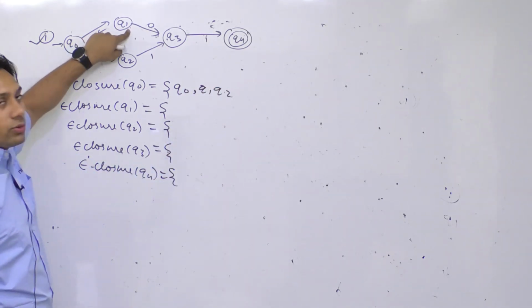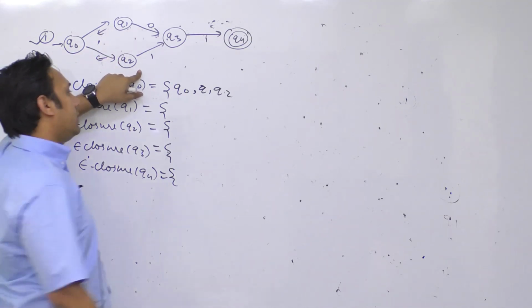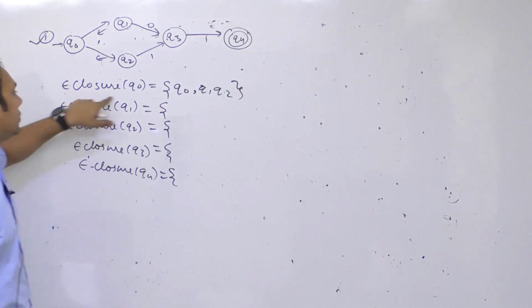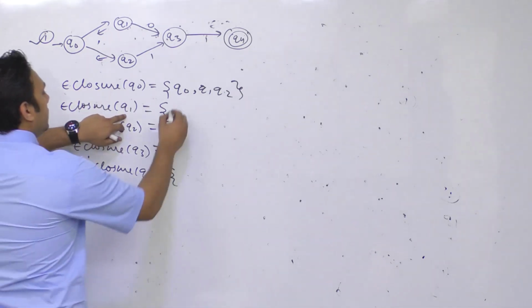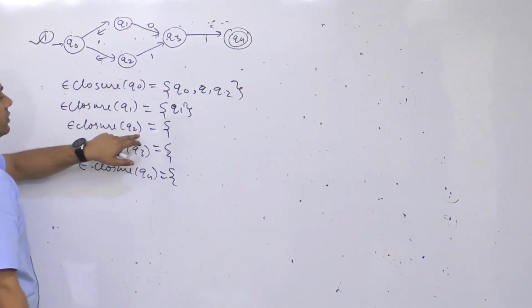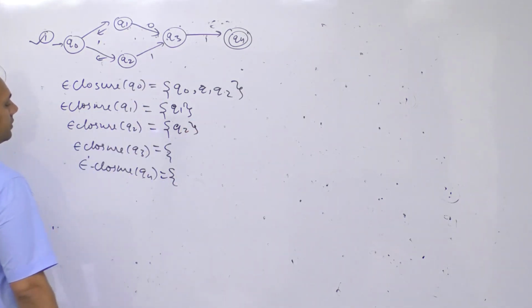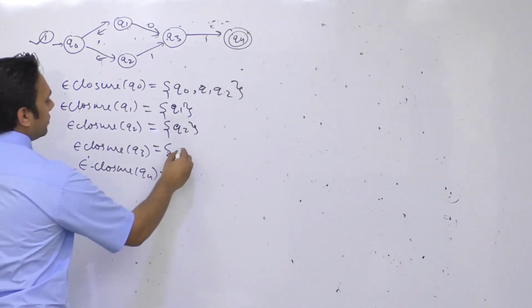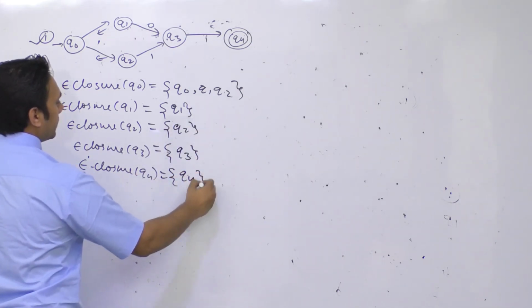Okay. By looking at the epsilon symbol at Q1 you are not going anywhere. By looking at the epsilon symbol at Q2 you are not going anywhere. So the epsilon closure of Q0 is going to be Q0, Q1 and Q2. Then the epsilon closure of Q1 is going to be Q1 only, because there are no epsilon transitions here. For the epsilon closure of Q2 it is Q2 only. For the epsilon closure of Q3, because we do not have any transition here, it is Q3 only, and the epsilon closure of Q4 is going to be Q4 only.